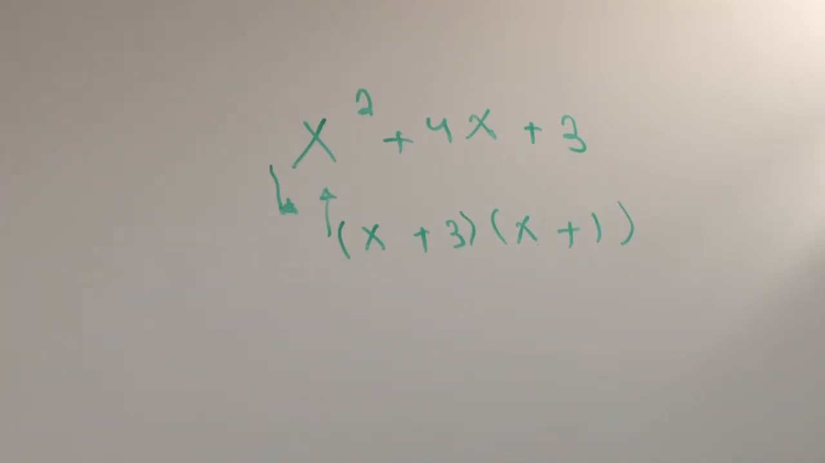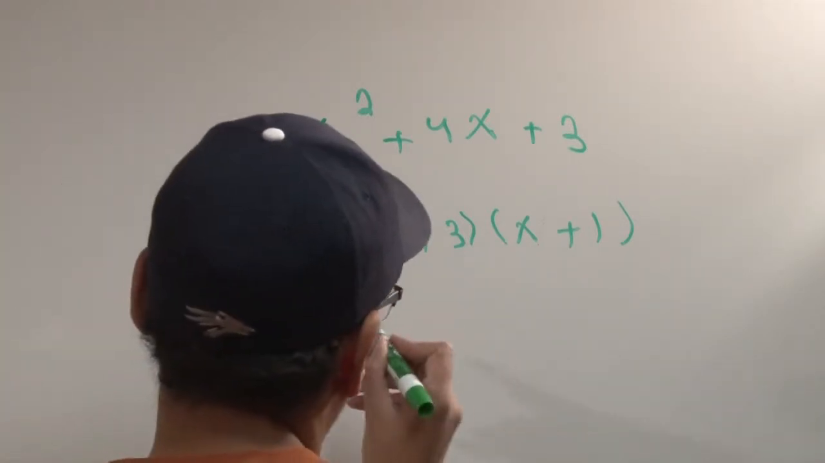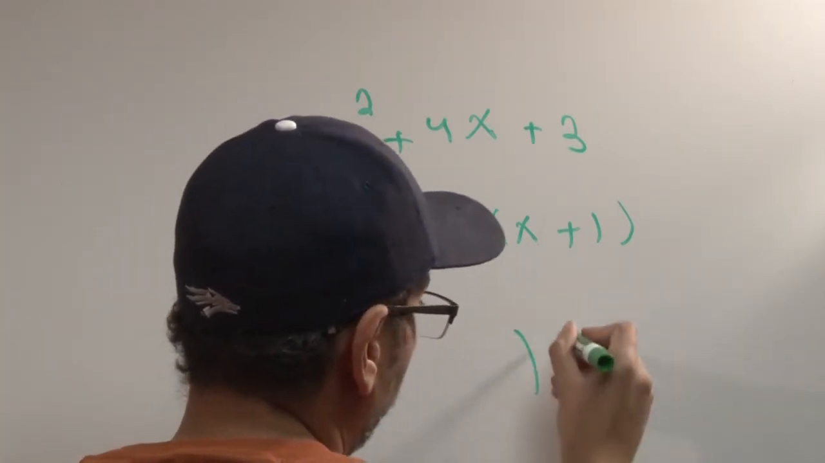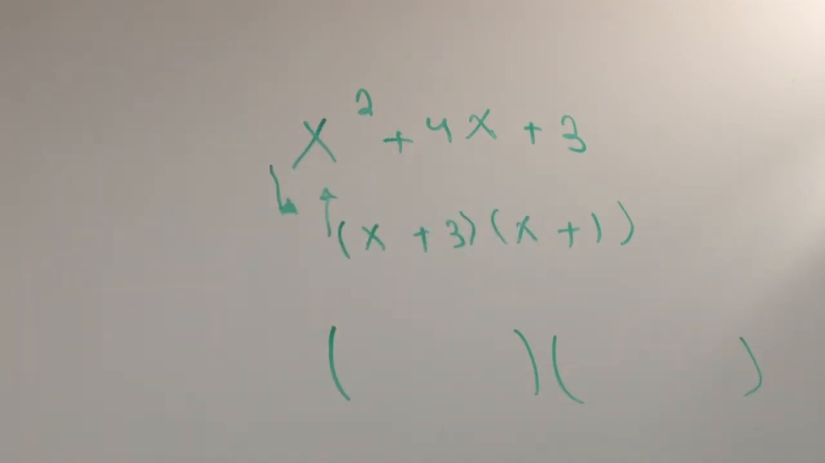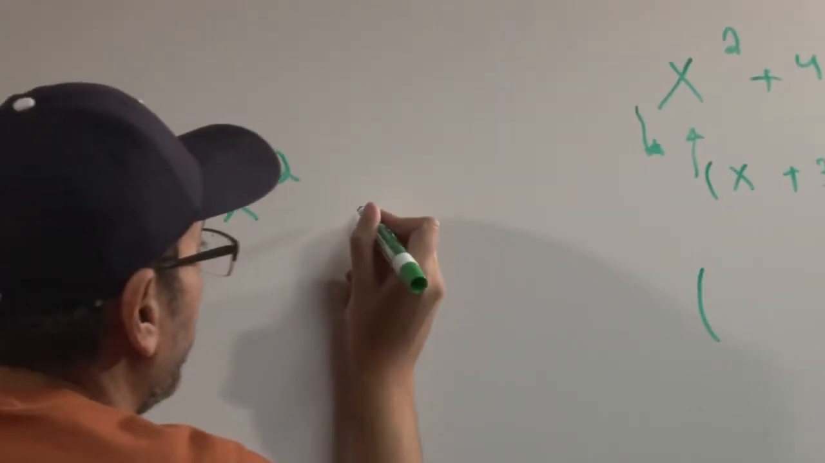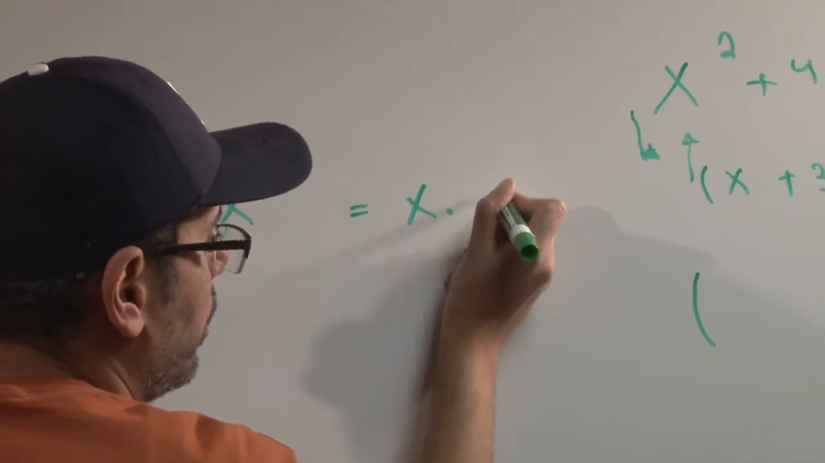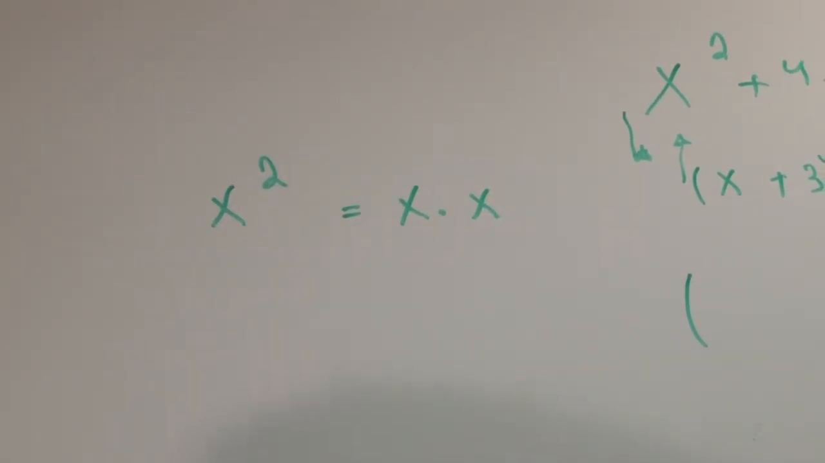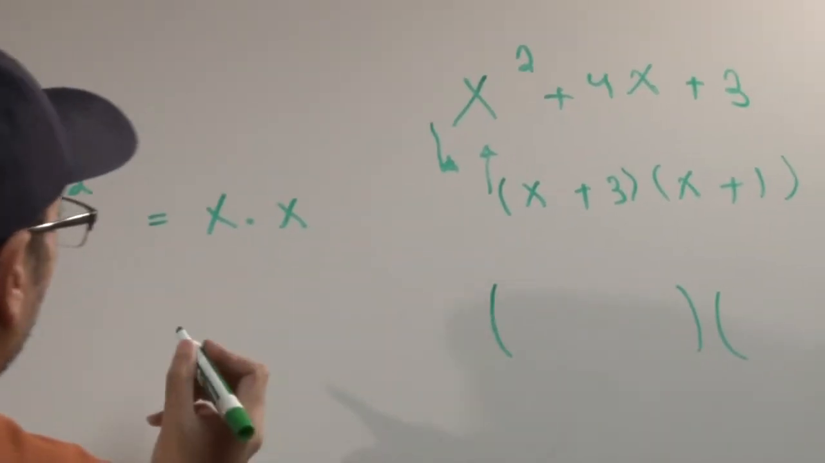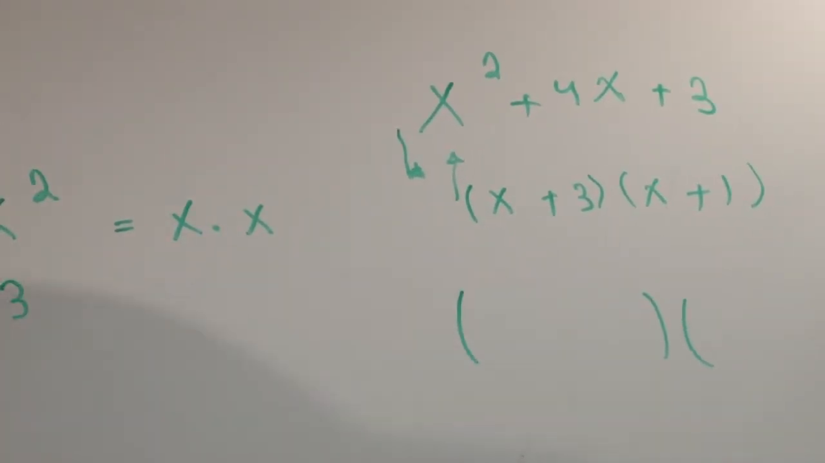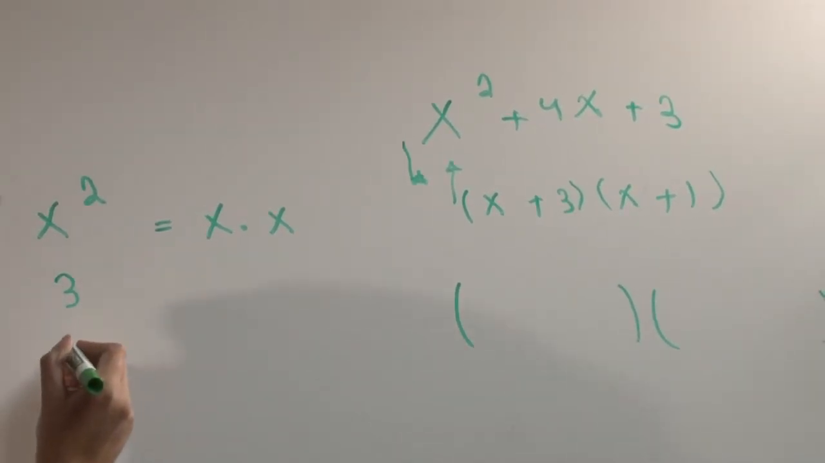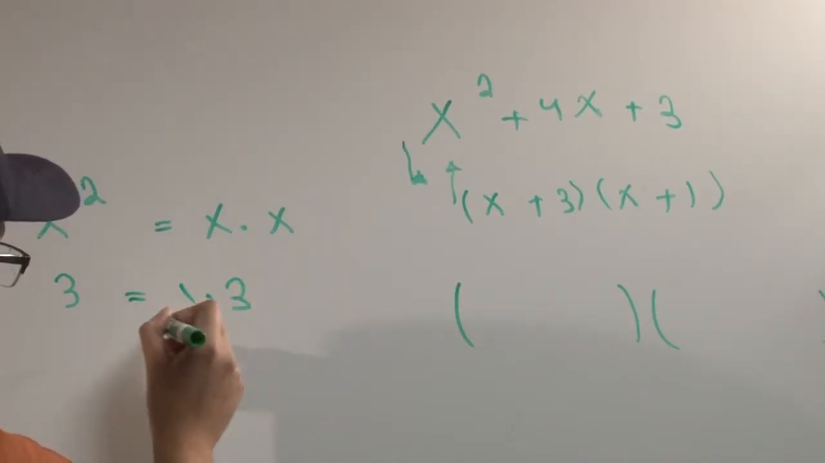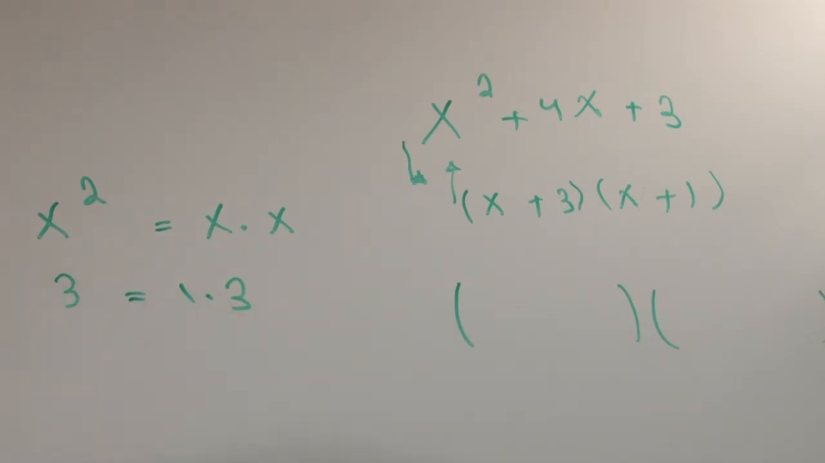So, how could I get this answer? Let me think about that. I'll make 2 big parentheses like that. What is this? This is x squared. And x squared is equal to x times x. All right. And what's the other number? It's a 3. 3 is a prime number, so it's supposed to be 1 times 3. There is no other product that can give me 3.